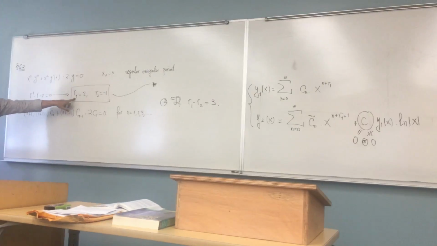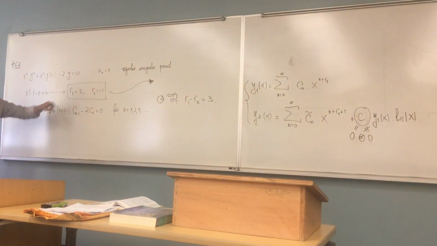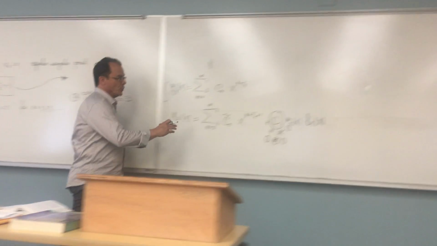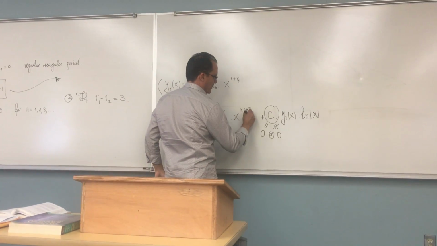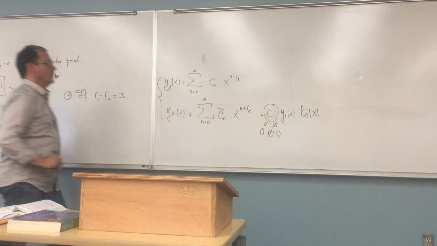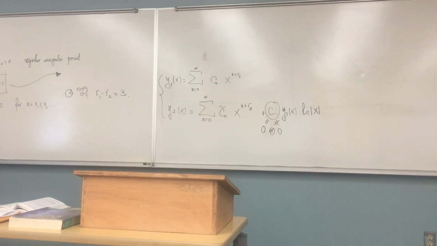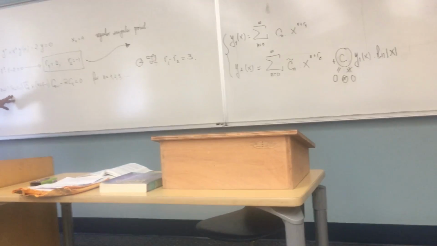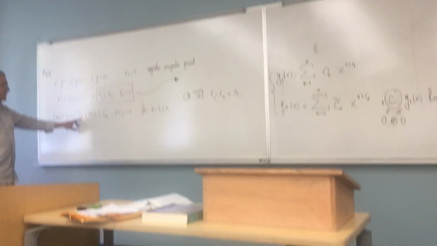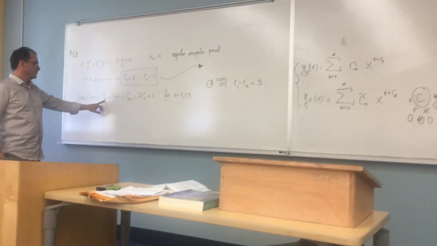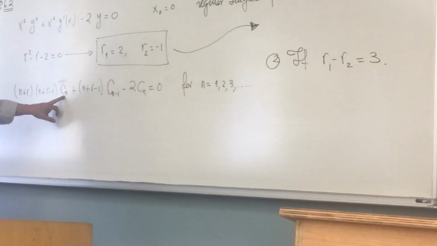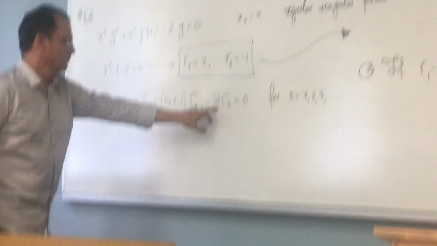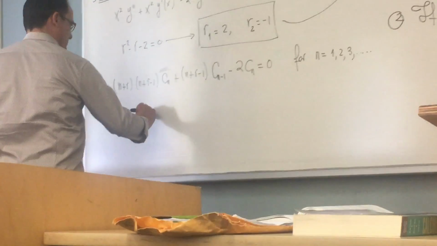Like the first value, the R1, right? Now, in case 2, let me do something here first. Look at what you get, the Cn. If I solve this equation for Cn, what do we get?